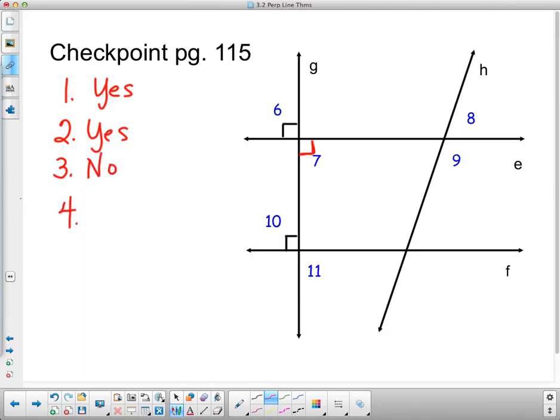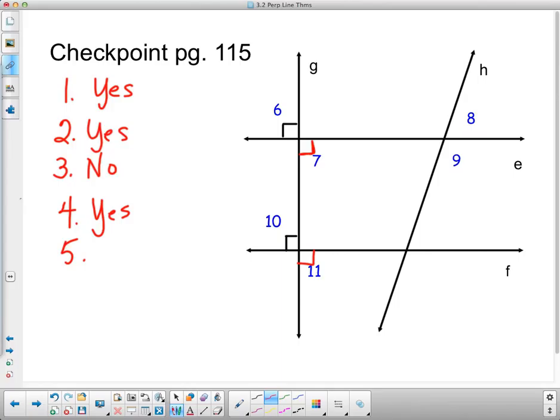Okay, number 4, Tristan, which ones for number 4? 7 and 11. Did you think yes or no? I thought yes. Okay, convince me. They're vertical angles and 90. Okay, the vertical angles are 90, so if that's 90, that's 90. So angle 7 was 90, we got earlier, and number 11 was 90, we're getting right now, so yes, they are.